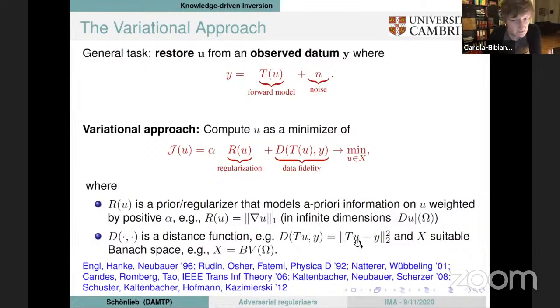And think of this in the simplest case, and in a lot of cases here, actually also in what I'm going to show you, lots of inverse imaging problems have that, is this L2 squared fit between your forward operator applied to u and y.